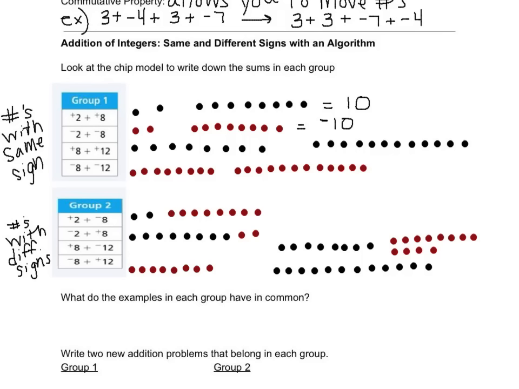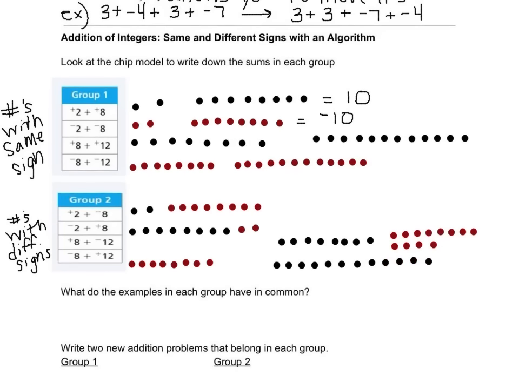Then I have 8 plus 12, all black chips. If I were to add those up, I would have 20 chips, and because they are black, it would be positive. And then I have a negative 8 plus a negative 12, which would once again give me 20 chips, but because they are red, it is a negative 20.